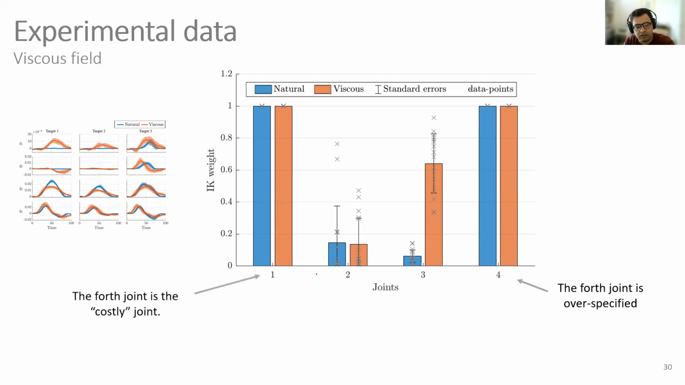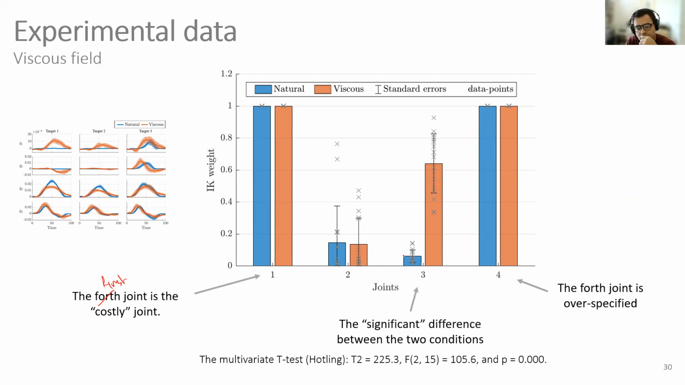And then we see that the first joint is the most costly joint, and the second joint doesn't change so much, but there are changes in the third joint, where we see a statistically significant difference between the two conditions, which means that in the viscous field, the third joint became more costly, and this is in accordance with the actual viscous field that they're applying to the human subjects.